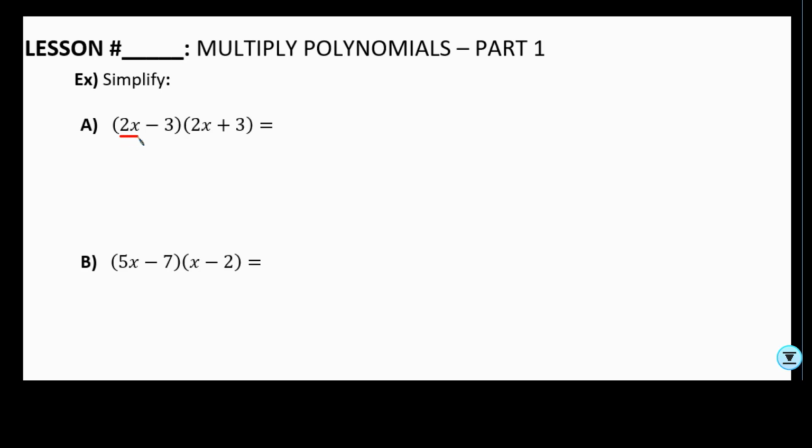Basically what you do, you take the first term of the first parenthesis and you multiply by each term on the second parenthesis. And then you're going to do the same thing with the second term of the first parenthesis. You're going to multiply that by each term inside the second parenthesis.